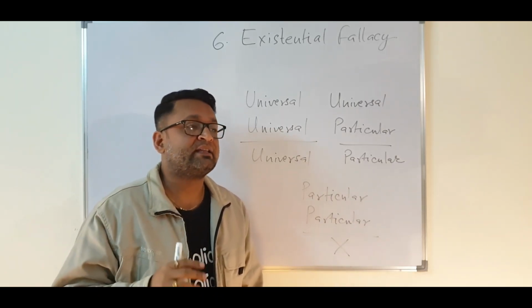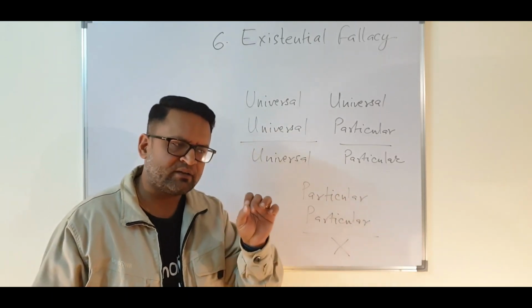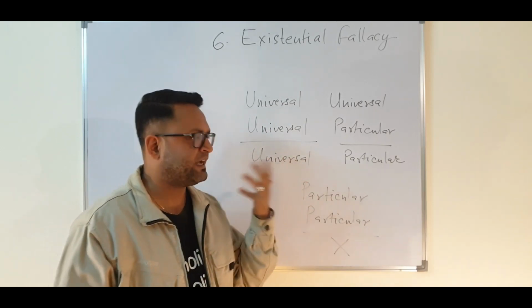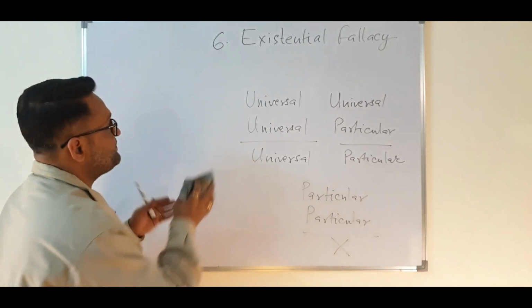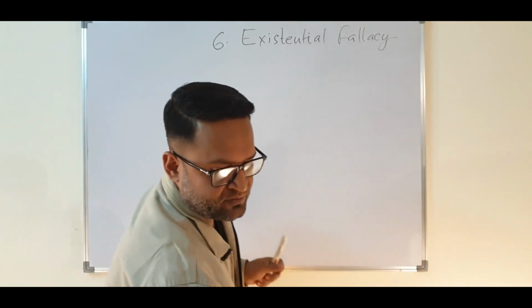Now, whenever you are given a categorical syllogism, it may not have only one violation. It can have more violations. We can take an example as well. Suppose I remove this and take an example.